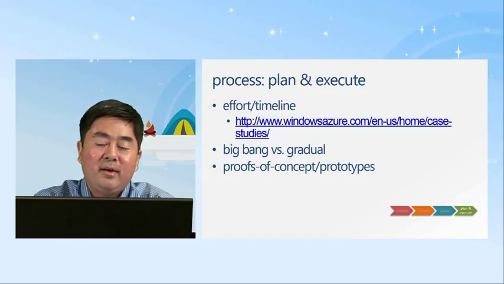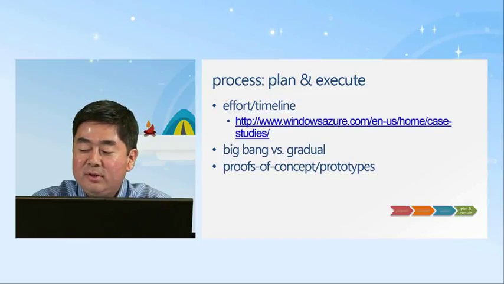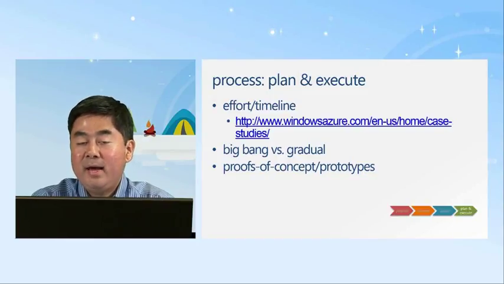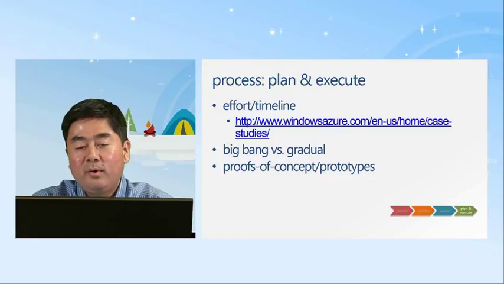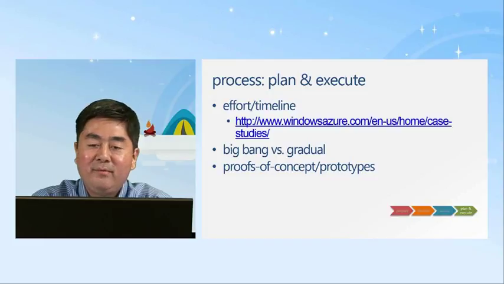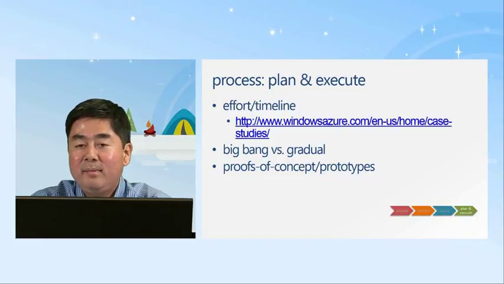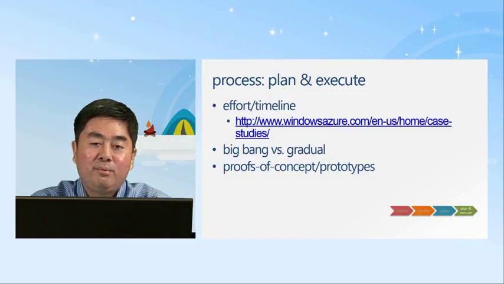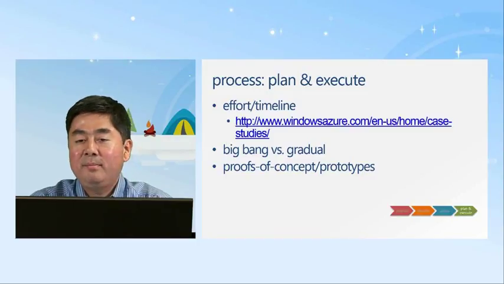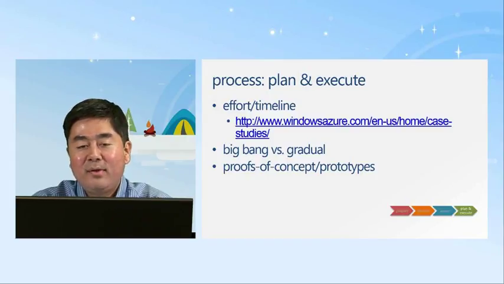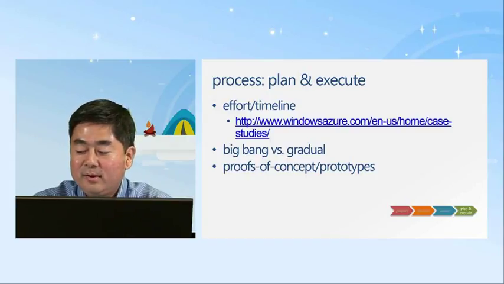Another thing you want to take a look at when you're actually executing your migrations is, do you take a big bang approach and try to move everything all at once, or do you take a more gradual approach? An example of the latter would be if I've got a website and a database, I might choose to move the database to the cloud, but leave the website on-prem in my data center. That might help me concentrate on one set of issues at a time rather than trying to solve everything all at once.